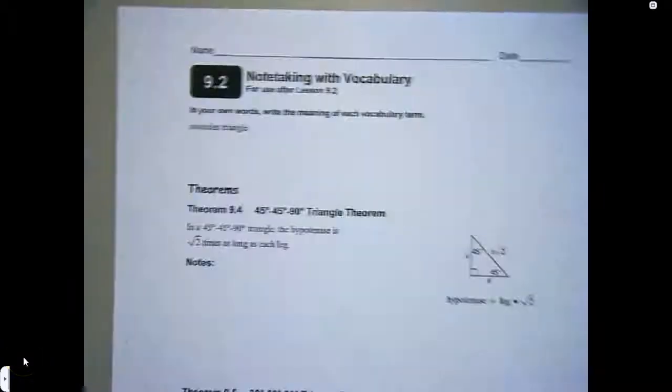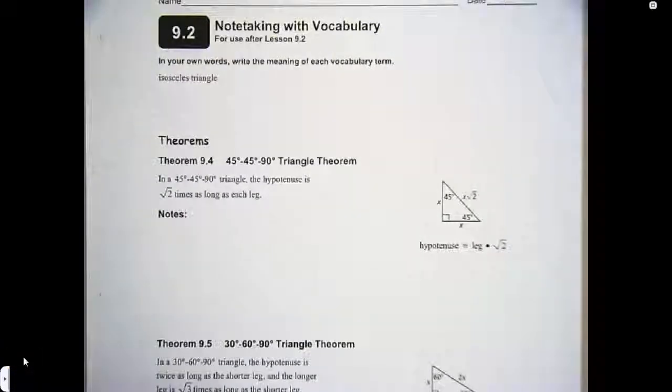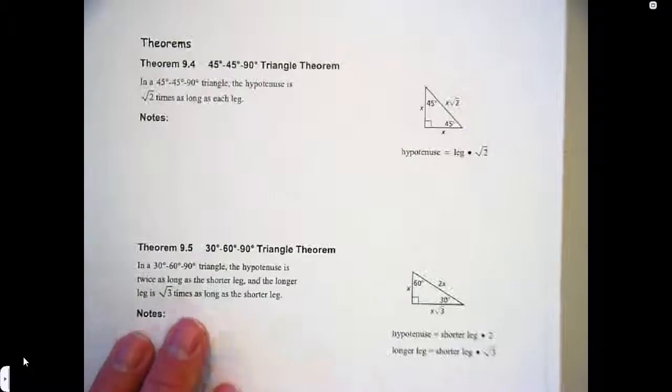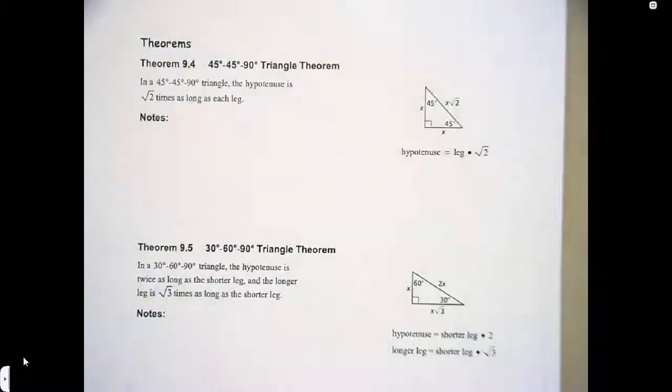Here we go. So today we're going to talk about special right triangles, 9.2. I need you to open your student journals to page 249. Take a look at that. I want you to read about 45, 45, 90 right triangles and 30, 60, 90 right triangles. Make any notes you need.